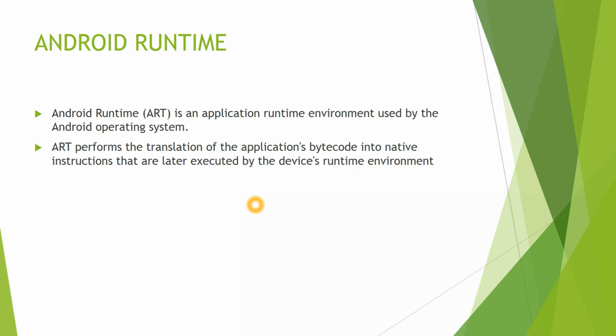Next, the building block is Android Runtime. This Android Runtime is an application runtime environment used by the Android operating system, and it performs the translation of applications' bytecode. For example, if an application is written in Java, this translation of Java bytecode to native instructions is done by Android Runtime.